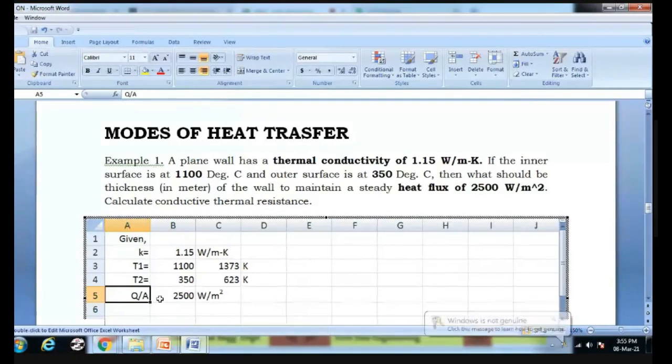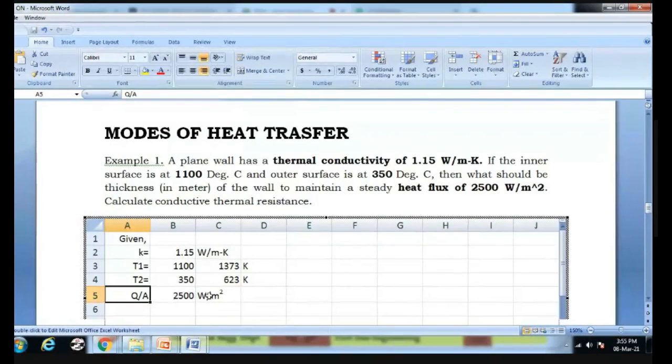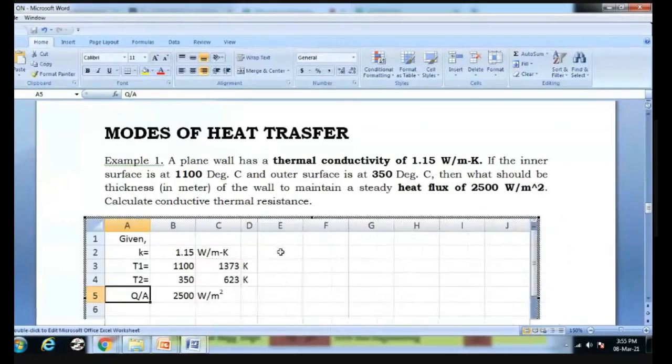Understood? It is heat flow per unit area. Heat flux is heat flow per unit area. Q upon A is 2500. So these things are given now. I'll make a partition here to help you visualize.